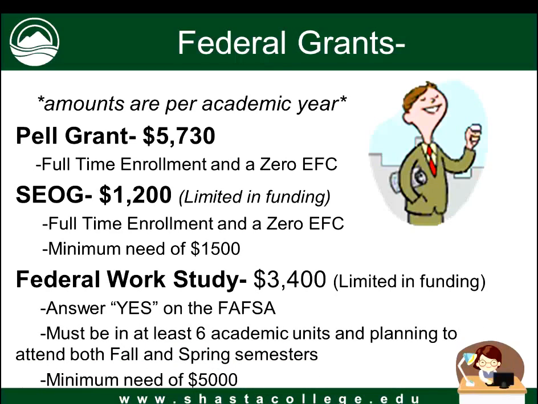The Federal Work-Study Program has a maximum award of $3,400 for the 14-15 academic year and is based on answering yes that you are interested in federal work-study on the FAFSA, enrolled in at least 6 academic units, and have a minimum unmet need of at least $5,000. You must also be attending fall and spring to be considered for this grant.